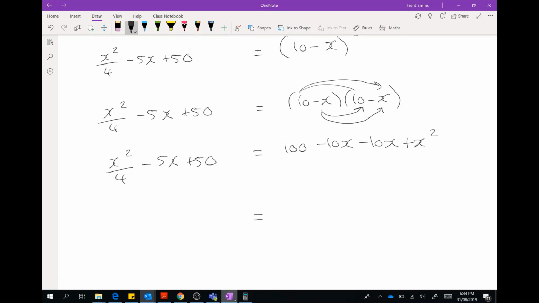Right, I'm just going to simplify down, so I'm going to have x squared over 4 minus 5x plus 50, and on the right hand side I've got two like terms here, so I'm going to have 100 minus 10x minus 20x, and then plus x squared.